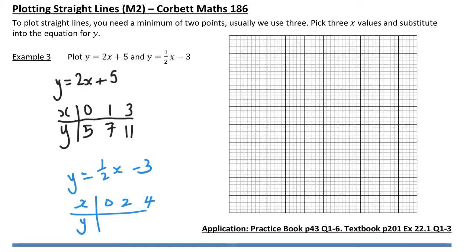So when x is 0, a half of 0 is 0. Take away 3 is minus 3. When x is 2, a half of 2 is 1. 1 take away 3 is minus 2. And when x is 4, a half of 4 is 2. 2 take away 3 is minus 1.